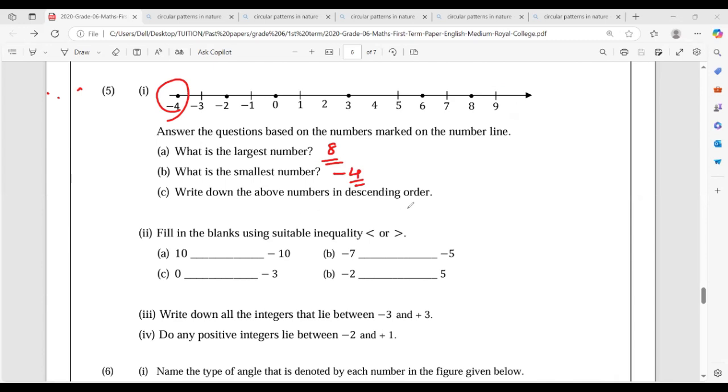Write down the above numbers in descending order. Descending order means the largest one first. 8, 6, 3, 0, -2, and -1 has not been marked, so we cannot take -1. 0 has been marked, and then -2 has been marked, and -4 has been marked. Now, what is the smallest? The smallest is -4.